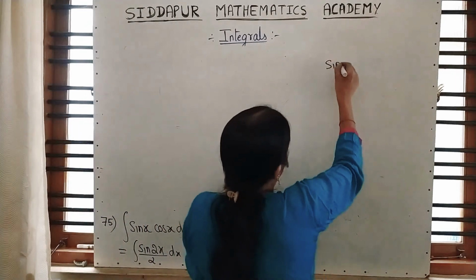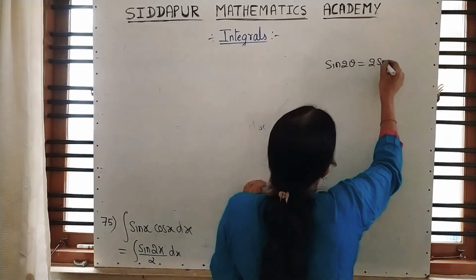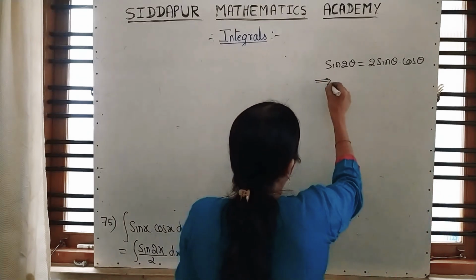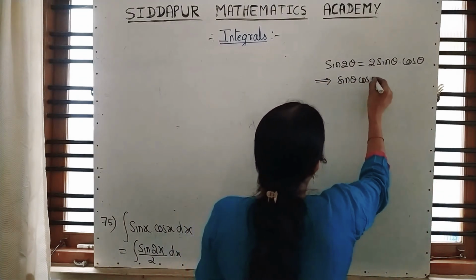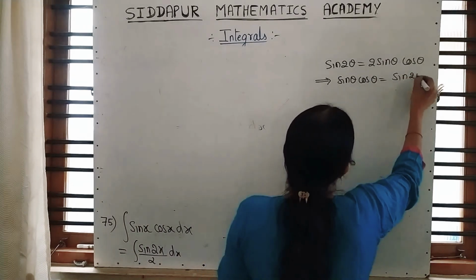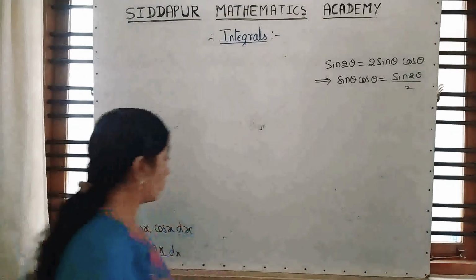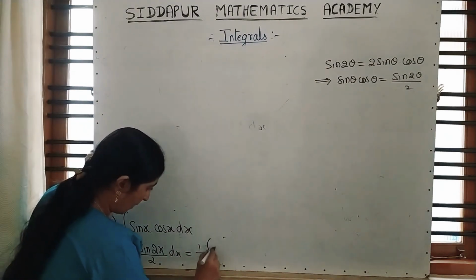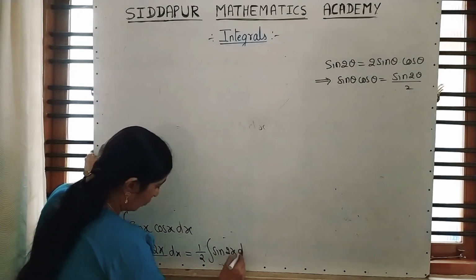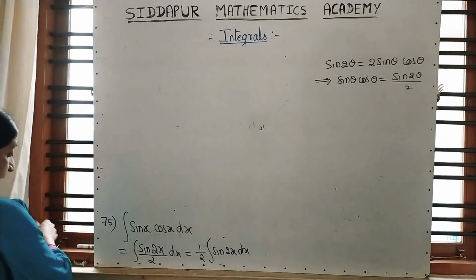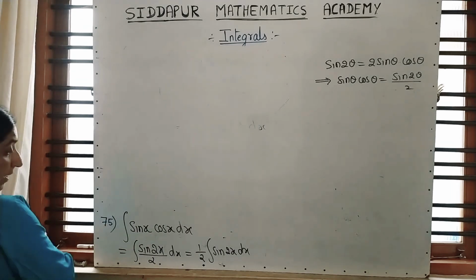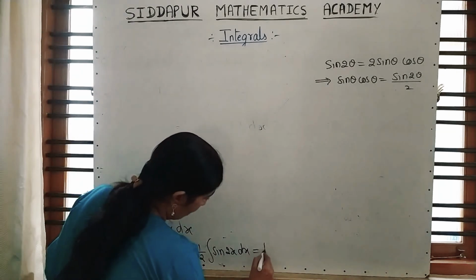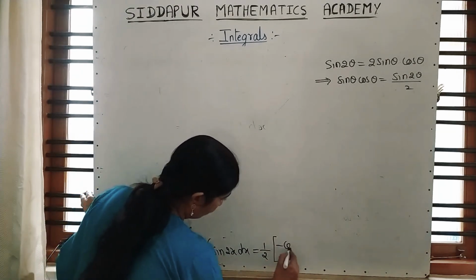See here. Sin 2 theta is 2 sin theta into cos theta. This formula I am using. With the help of this, sin theta into cos theta is sin 2 theta divided by 2. Here instead of theta we have x. 1 by 2 constant, what is remaining? Sin 2x is remaining. What is the integration of sin 2x? Integration of sin 2x is minus cos 2x divided by 2. This is 1 by 2 in the bracket.